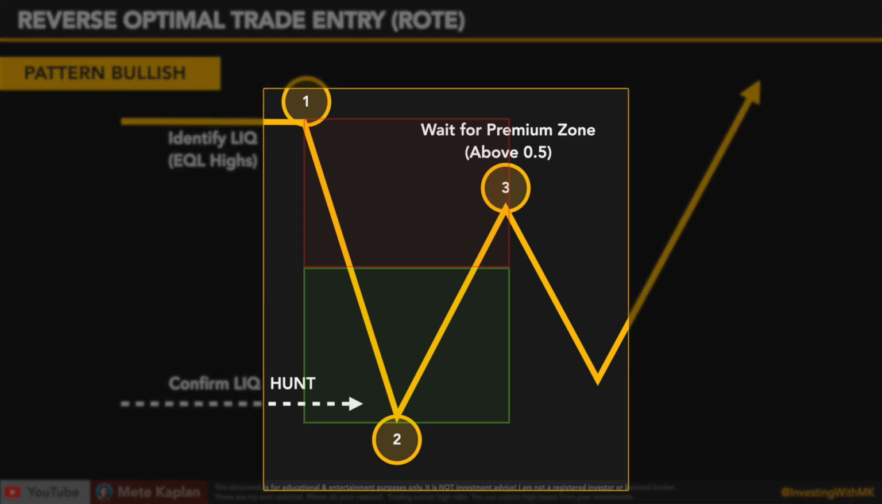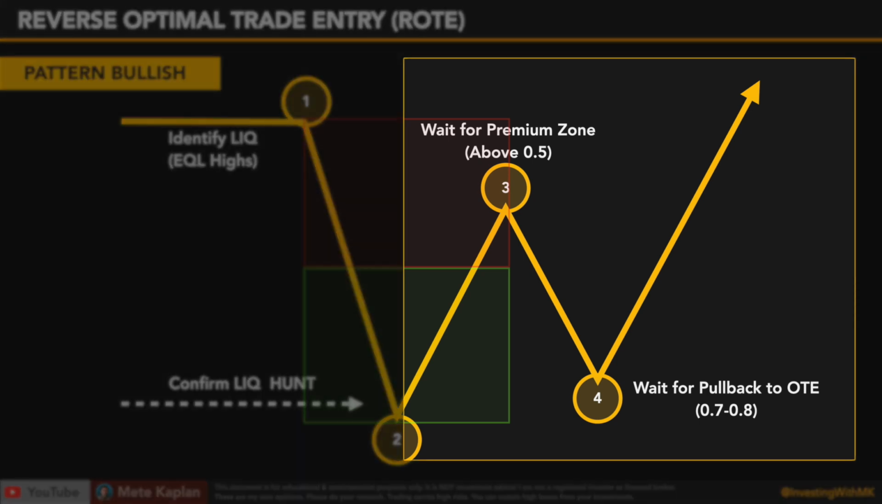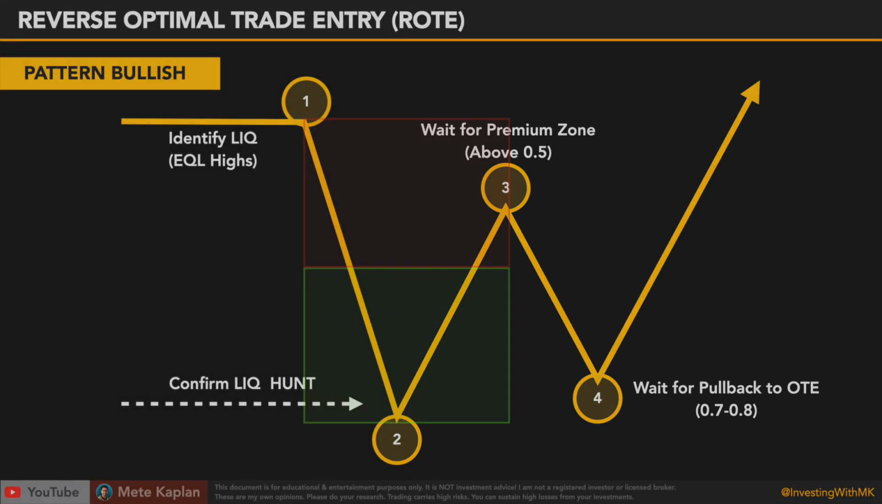Step 3. Wait for the price to reach the premium zone first. We are trying to trap short sellers here because there will be an equal high above which is waiting to be hunted. Step 4. Wait for the price to move back to the discount zone. Again, you should find the most suitable entry in the discount zone. You can go even lower time frames to confirm a market structure break.